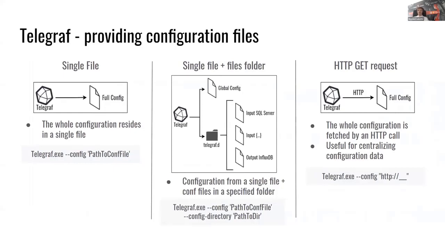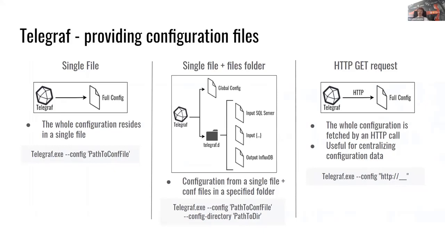Now, once you create a configuration file, and you can create it just by going on GitHub and having a look at the documentation of the plugin you want to use, and copying the samples of the configuration from there, you actually have to provide it to Telegraf. So how can you provide the configuration?